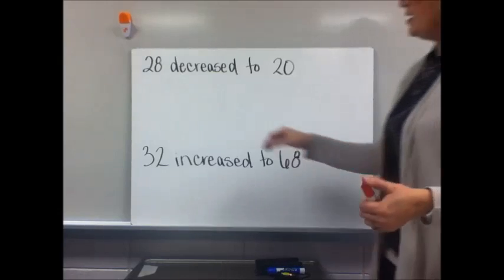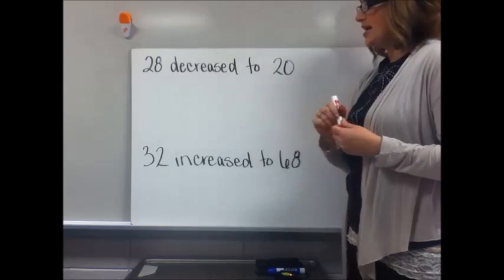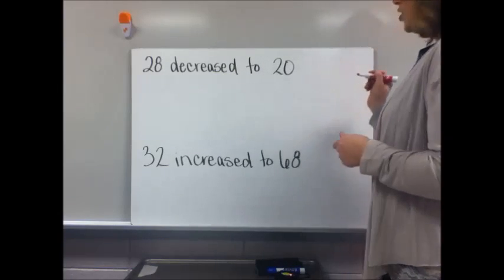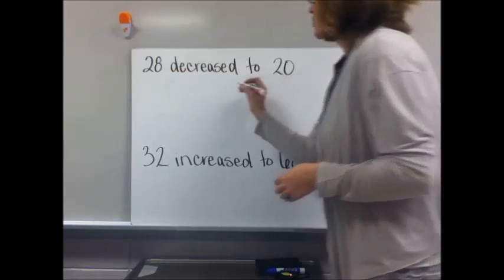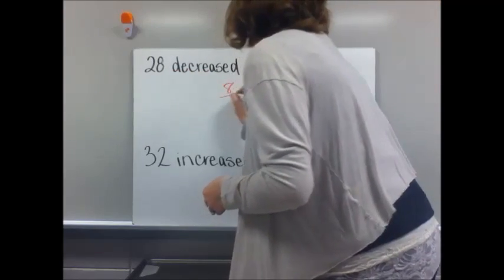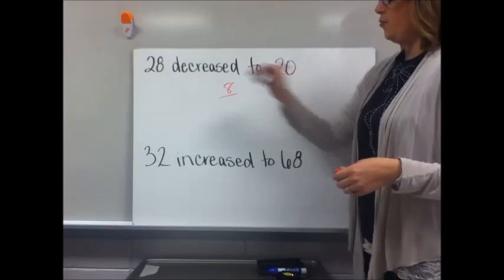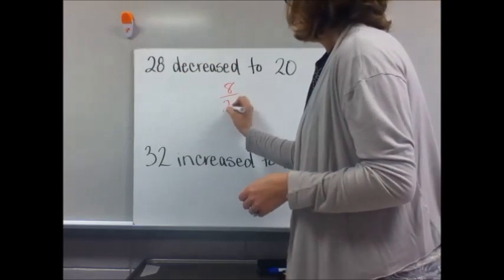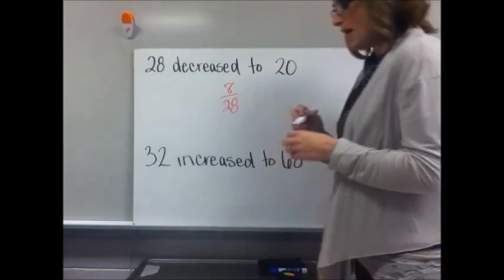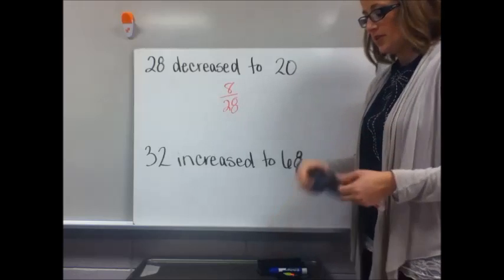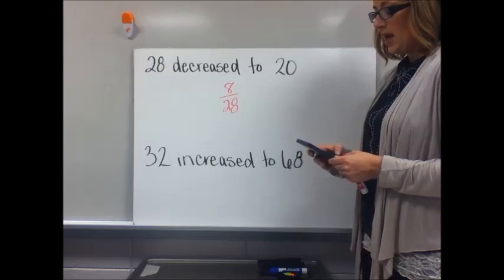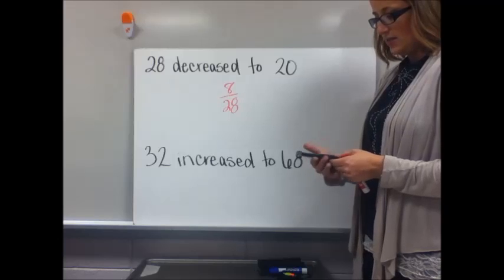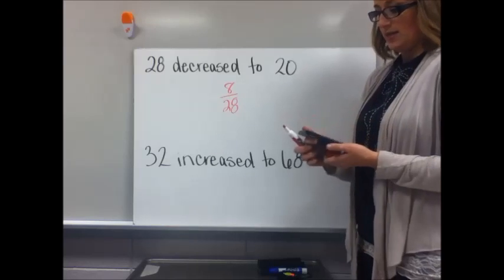So here are some examples. 28 decreased to 20. You're first going to find the amount of change. The difference between 28 and 20 is 8. Over the original amount. We started with 28. I have my ratio and I need to turn it into a percent. So I'm going to first turn it to a decimal by dividing the top by the bottom. 8 divided by 28 is a big long decimal.